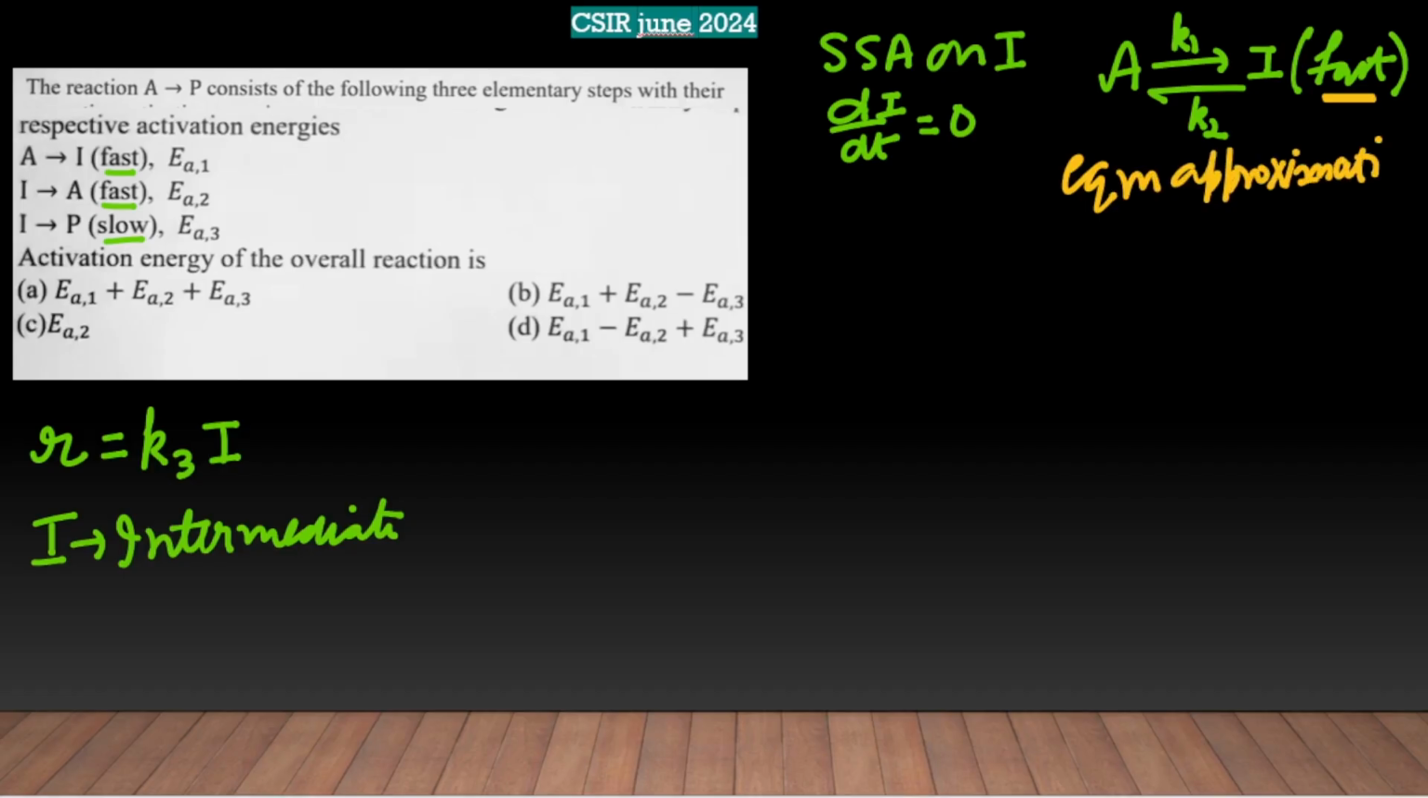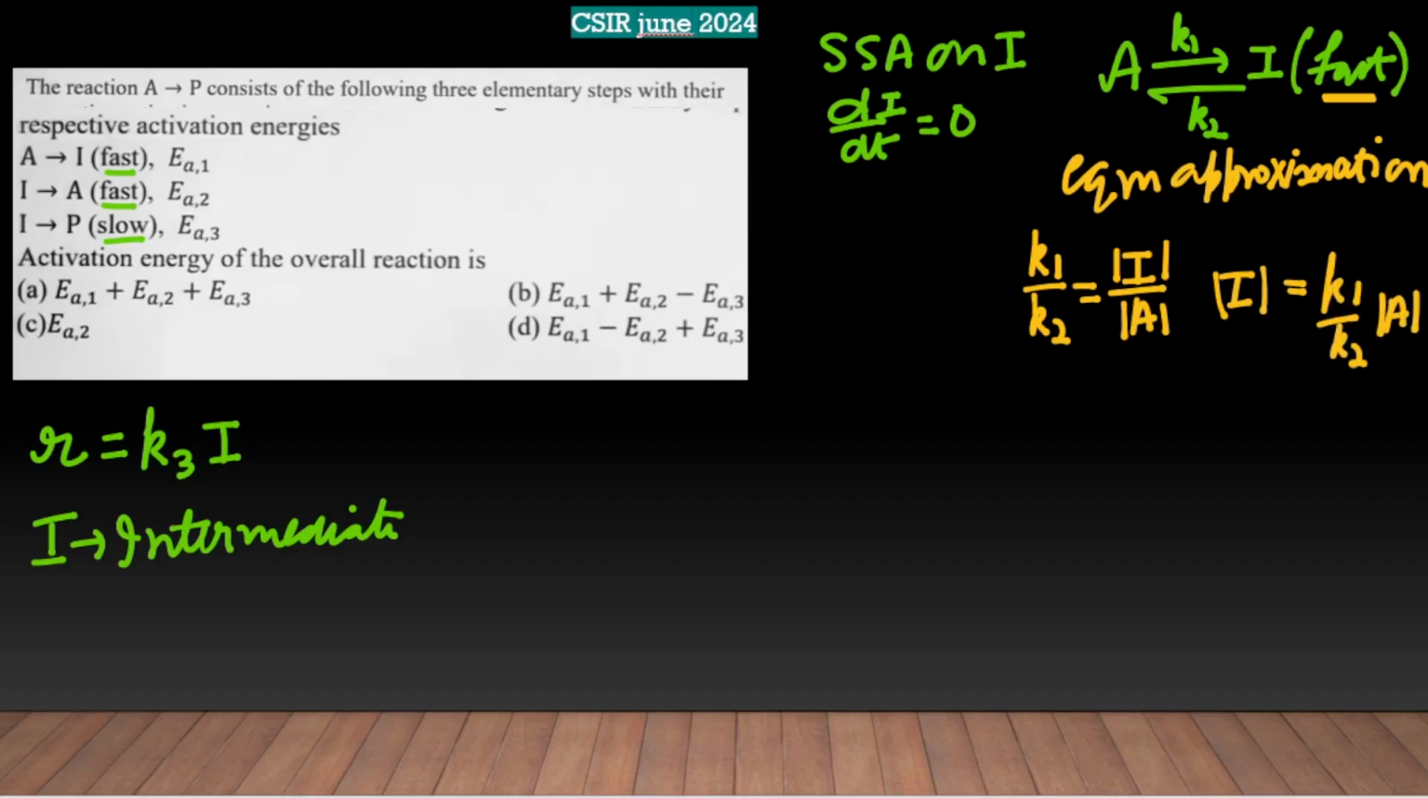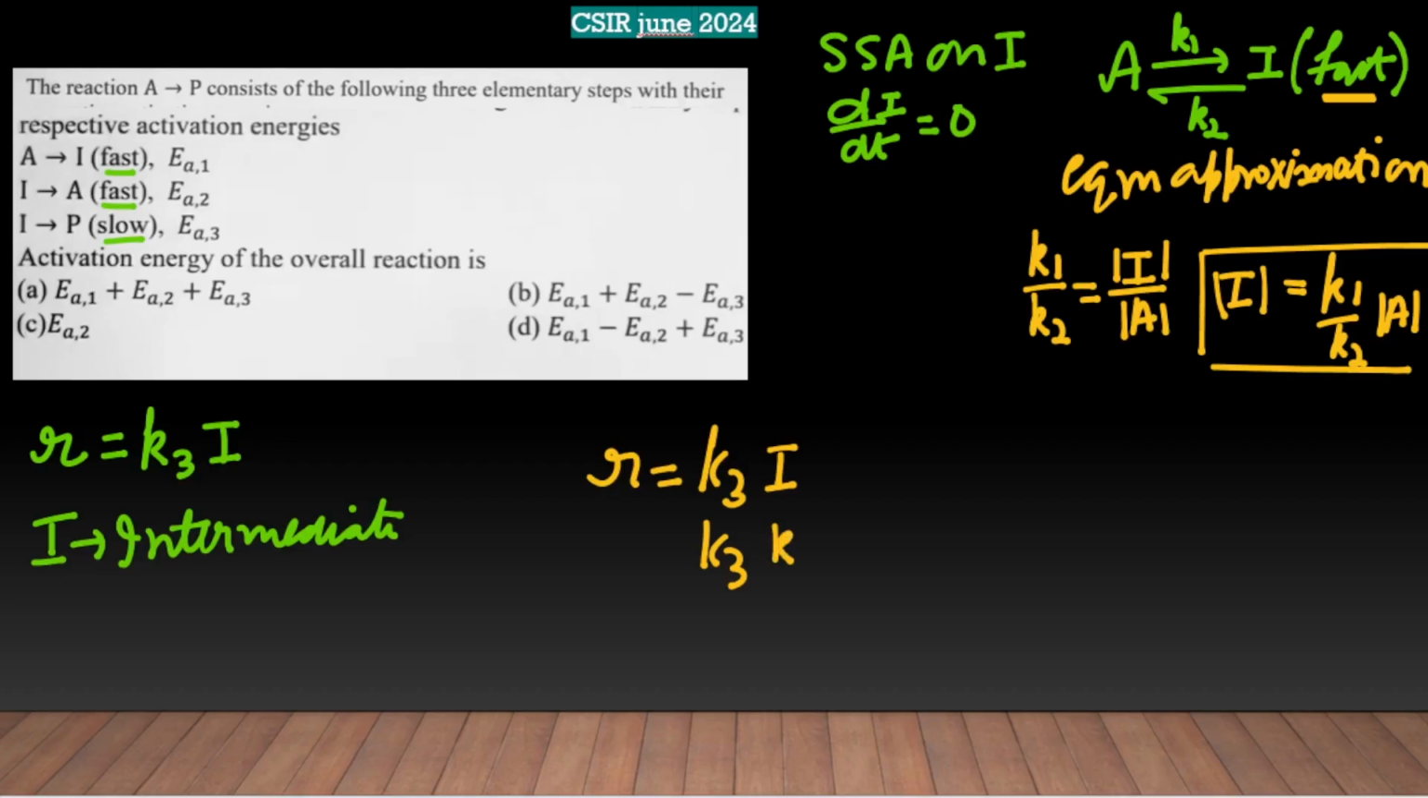Equilibrium approximation is used. For that, the ratio of the rate constant of the forward to the backward direction is equal to the product concentration upon the reactant concentration. So from here, the I value will be equal to K1 times K2 times the A concentration. This is the I value that you can substitute in your rate expression. So the overall rate, which was K3 times I, will become K3 times K1 into K2 into A.